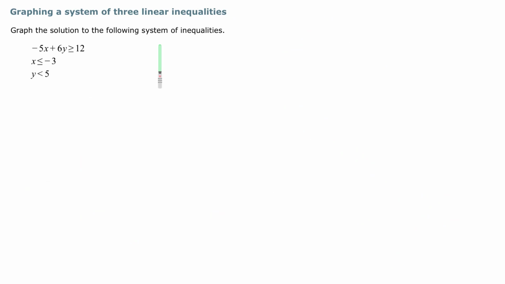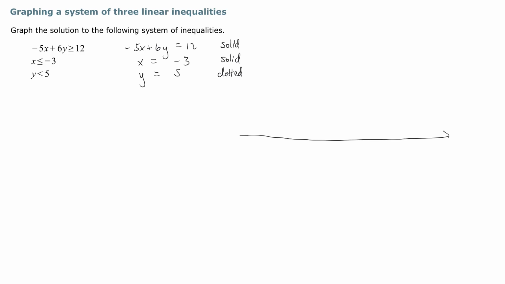Let's graph this system of linear inequalities. So the first thing you want to do is graph 3 lines. And what are those 3 lines? You have negative 5x plus 6y is equal to 12. You have x equals negative 3. And then you have y is equal to 5. So you got to graph those 3 lines. And we need to know which ones are solid and which are dotted. The first 2 are solid, and the last one is dotted. Go ahead and take your graph paper, do the best you can here. If you have a straight edge, take advantage of it.